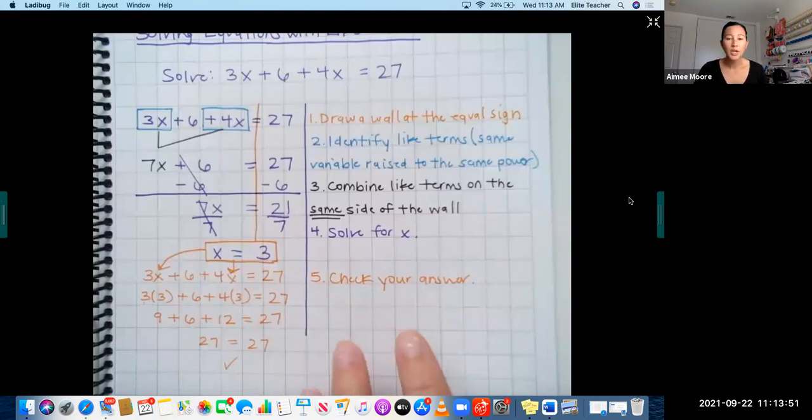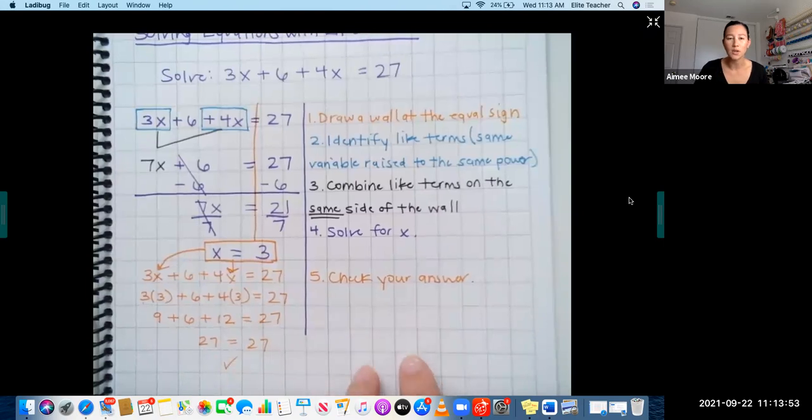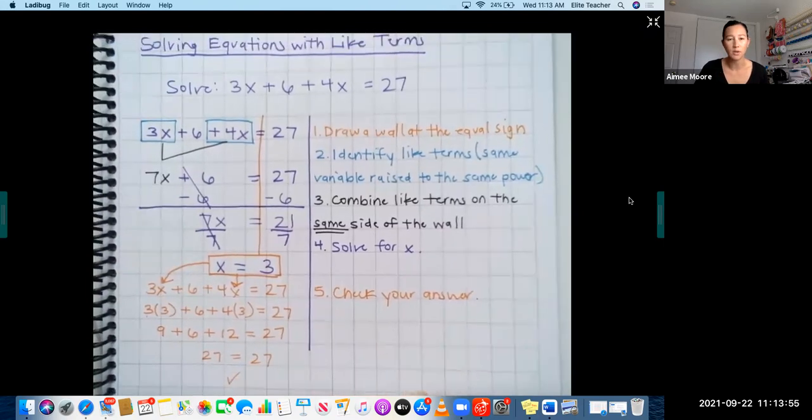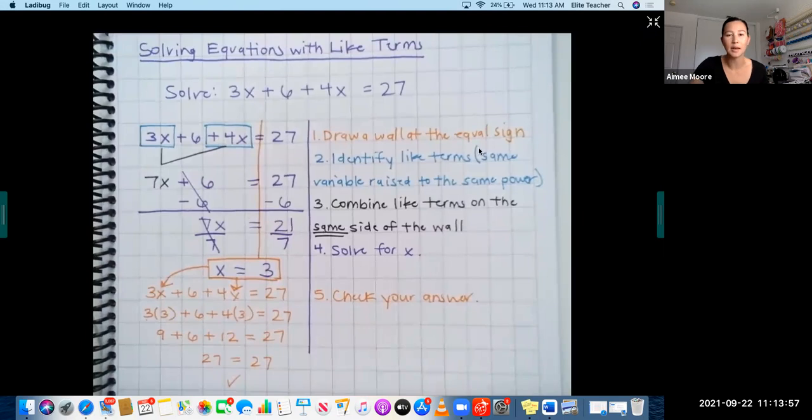Make sure you're copying the notes as we do this, because this is what you're going to be turning in with your solving equations with like terms assignment.